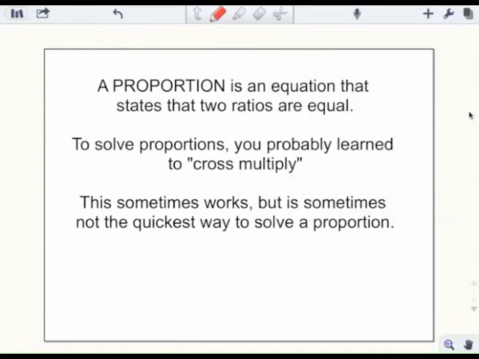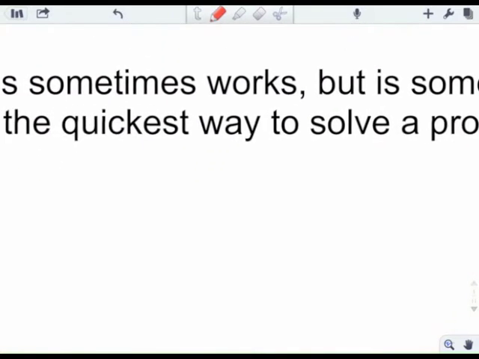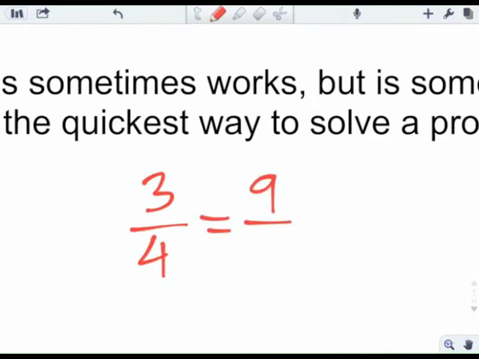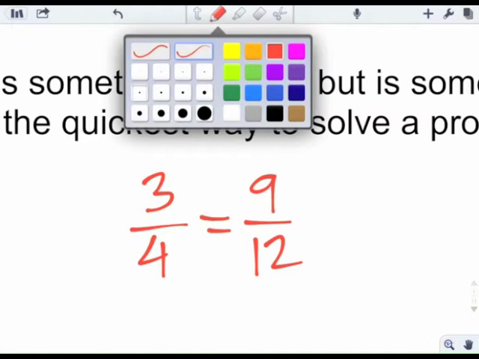So let's begin. A proportion is an equation that states that two ratios are equal to each other. For example, 3/4 equals 9/12. This is a proportion because it has two ratios, right? 3/4 is a ratio, and 9/12 is a ratio, and they are equal.